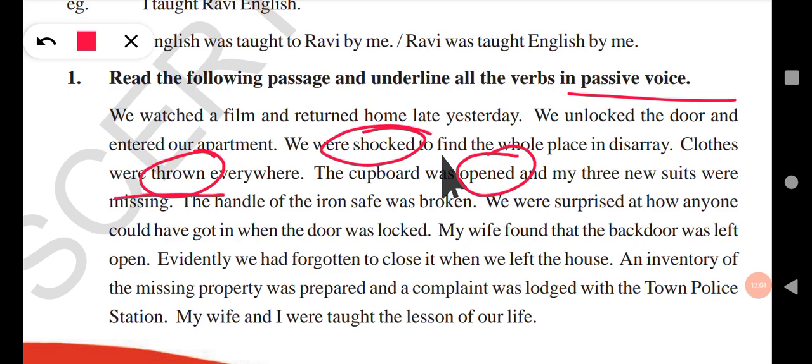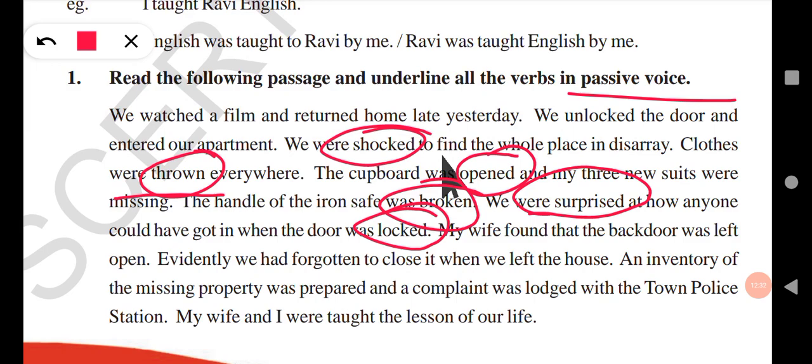Okay, that you can go with the active voice. You need not go with the verb missing. That is active voice only. The handle of the iron safe was broken. Was plus V3 again. That is again passive voice. We were surprised. Were plus V3 again. That is also passive voice. At how anyone could have got in when the door was locked. This is again passive voice here.